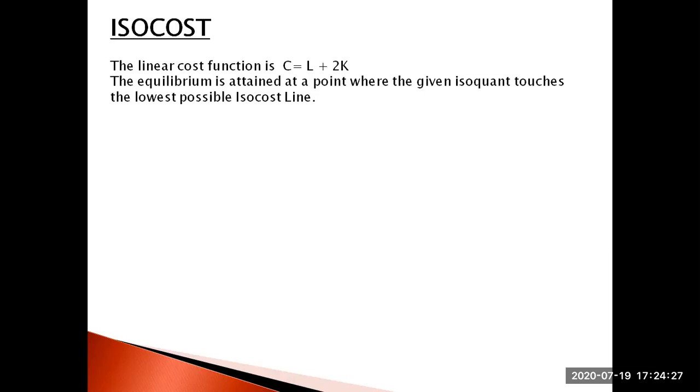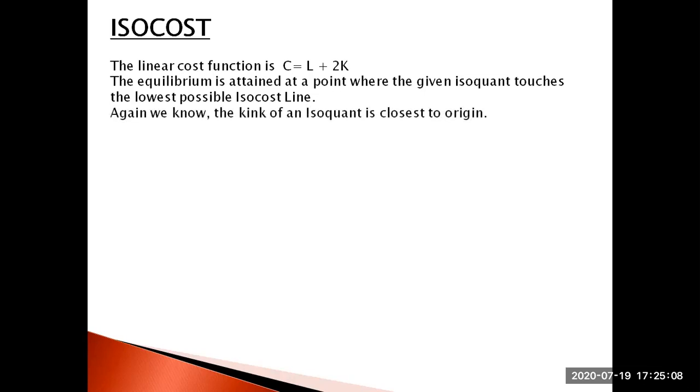So my total production cost is the summation of labor cost and capital cost, at least for this situation. So my linear cost function gives me C equals L plus 2K, where C is the cost that I incur as the producer. Now the equilibrium is attained at a point where the given isoquant touches the lowest possible isocost line. As we know, an isocost shows all combinations of factors that cost the same amount, and isocost and isoquants can show the optimal combination of factors of production to produce either the maximum output at minimum cost, or in our case, a given amount of output at minimum cost.